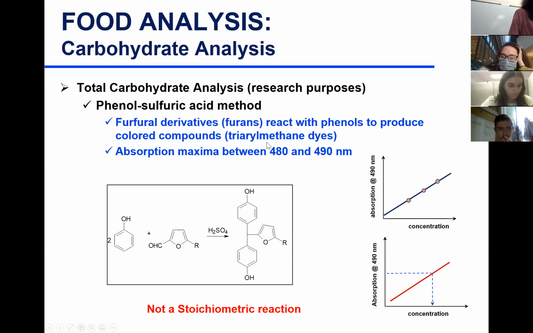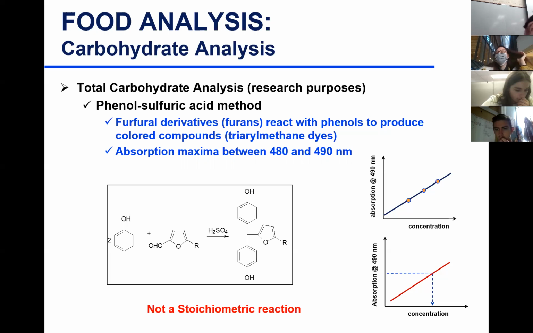So it's a spectrophotometric method because we get a compound that absorbs light, and what we do is plot a standard curve. In the lab, we use glucose as our standard. You prepare glucose at different concentrations. You react the glucose standard the same way you react the sample. You add your concentrated sulfuric acid, then you add your phenol, and what happens is the formation of this compound.